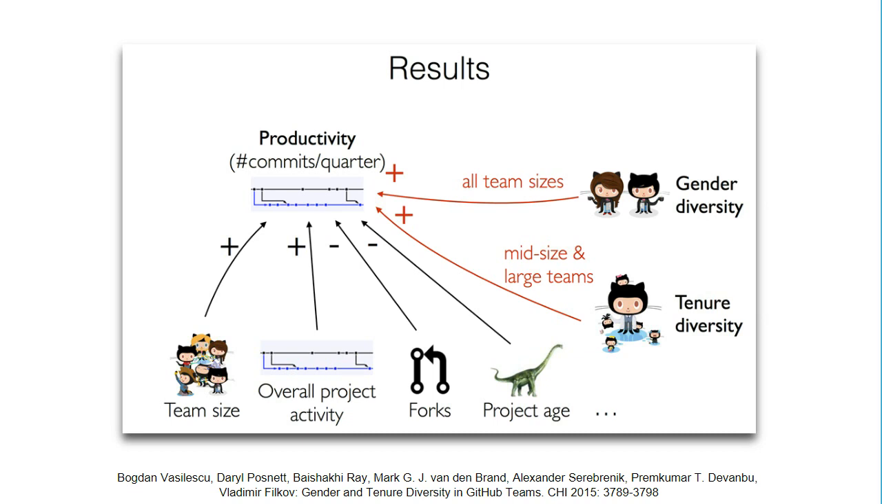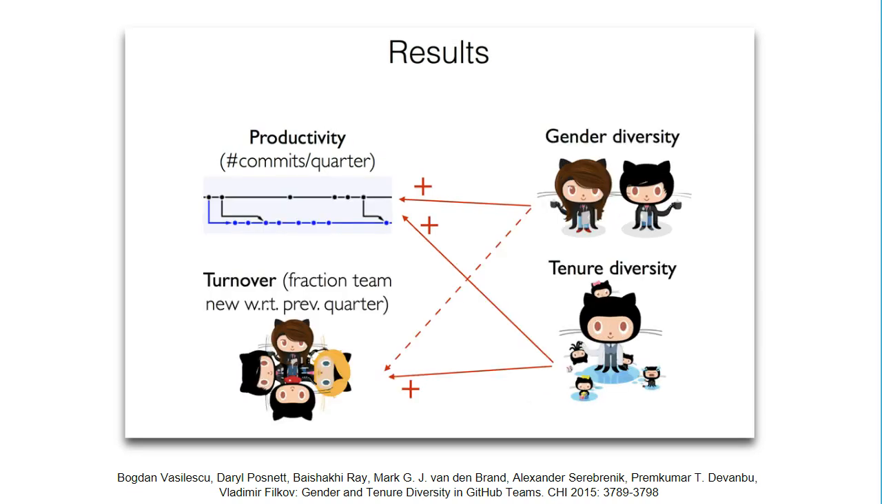We have also seen that tenure diversity is positively associated with turnover, while no such relationship could be established for gender diversity. Essentially, it means that if you have a team which is involving people of widely different experiences in the project, then indeed such a team will be very productive, it will produce a lot of work, but the team will not survive. And at the next period of time, lots of people will be leaving and lots of new people will be joining. So this is not the case, at least we could not find this relation for gender diversity.